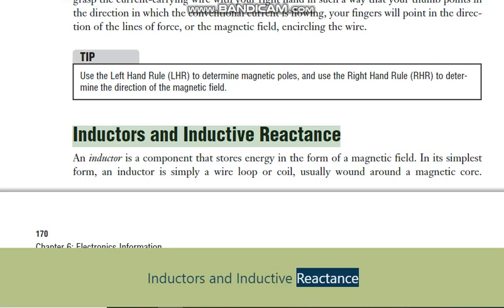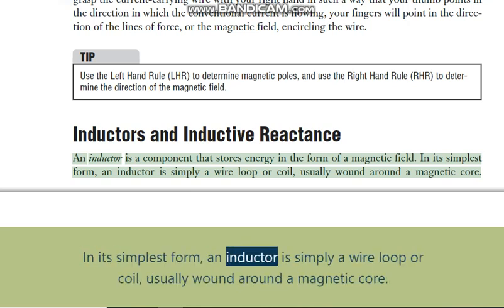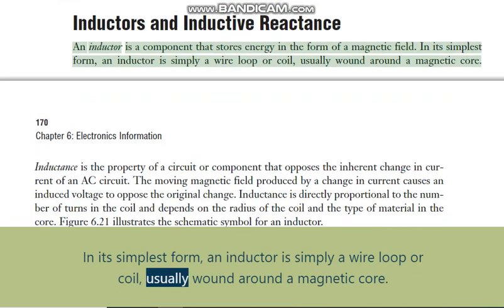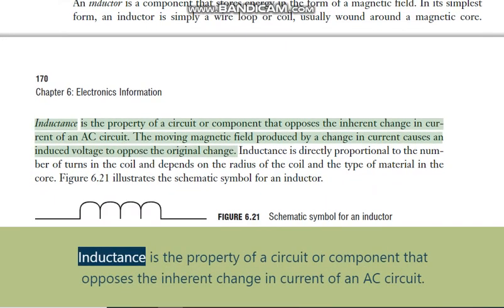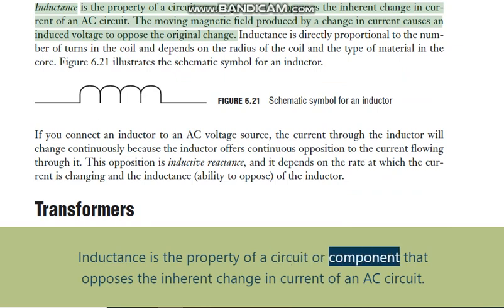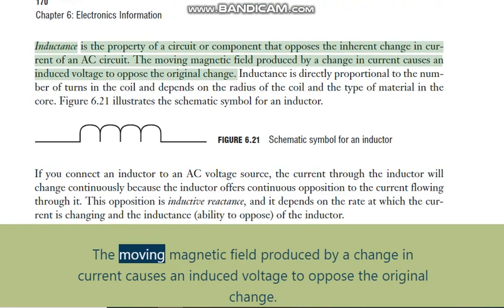Inductors and inductive reactance. An inductor is a component that stores energy in the form of a magnetic field. In its simplest form, an inductor is simply a wire loop or coil, usually wound around a magnetic core. Inductance is the property of a circuit, or component, that opposes the inherent change in current of an AC circuit. The moving magnetic field produced by a change in current causes an induced voltage to oppose the original change.